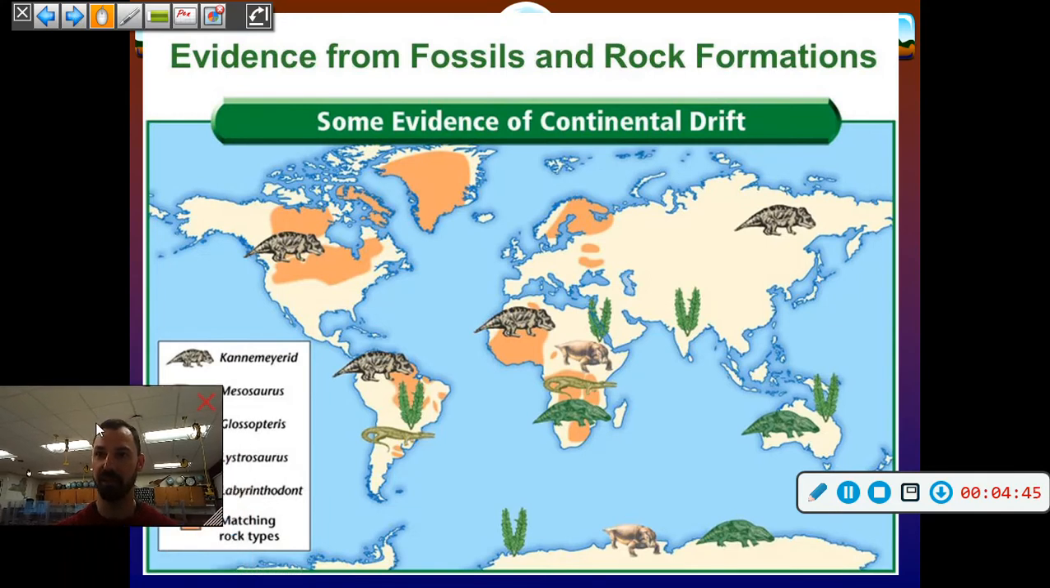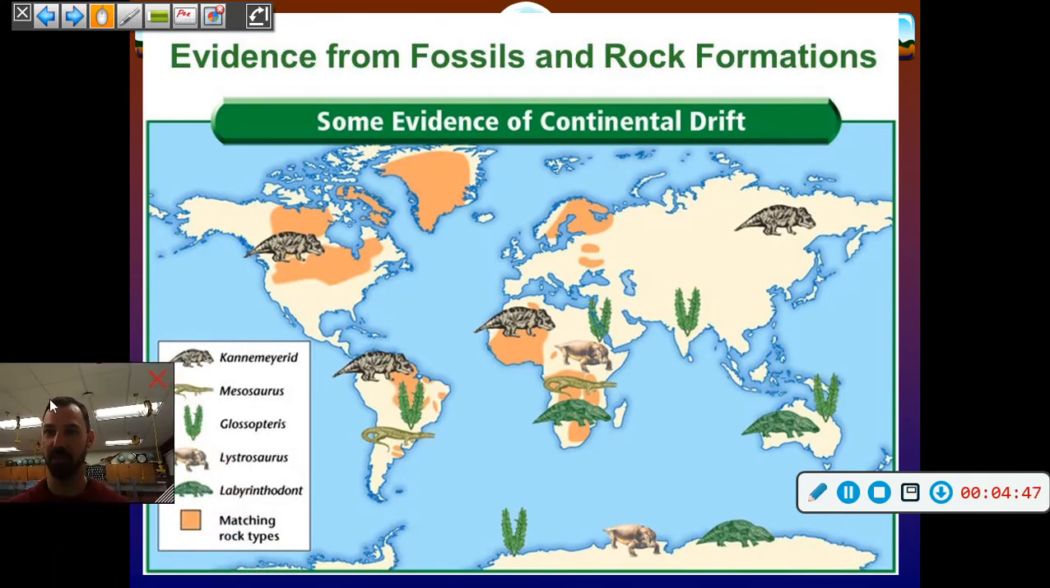Here's a matchup picture. Again, matching rock types in common. You can see different areas that match. Also, South America and Africa, as I mentioned, have a lot of animals that came across between those two, so that's definitely good evidence. And even Antarctica is interlocked up here. So there are a lot of commonalities between animals or the fossils left over of them.